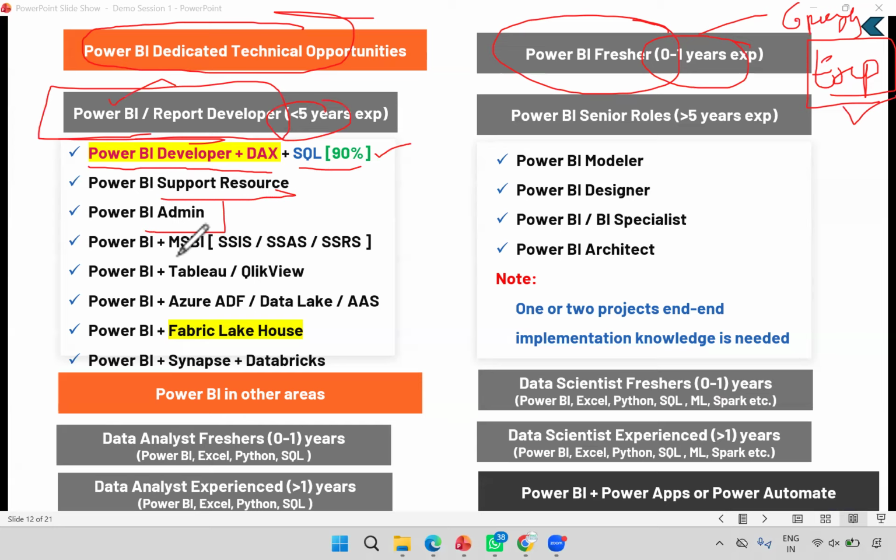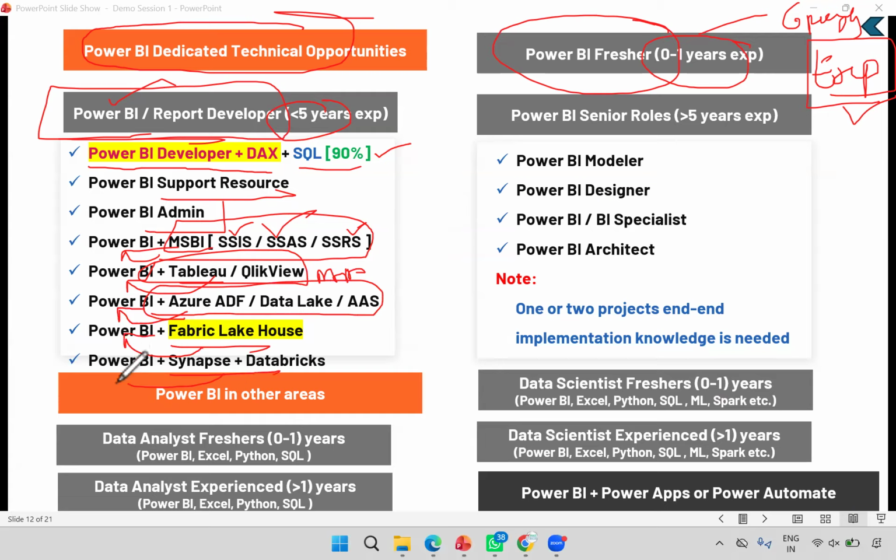Admin resource and MSBI people using SSRS reporting move to Power BI because they are doing SSRS migration. Tableau, QlikView, legacy reporting to Power BI is the number one migration. So there we have opportunity. Azure plus Power BI, yes, we have opportunity. Fabric Lakehouse plus Power BI, very hot. Synapse or Databricks plus Power BI. Simply, these are data engineering components plus Power BI, or Power BI alone. 90% are these opportunities.